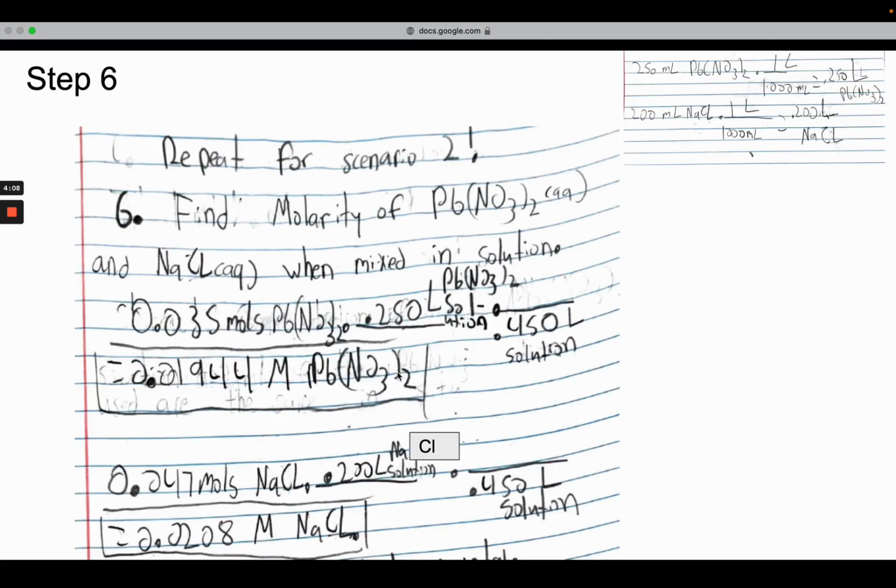Basically, you repeat the same for scenario 2. It's the same thing where you convert molarity to moles by multiplying molarity times liters. Then you divide it by the total volume, which is the sum of the two initial provided volumes. And you get 0.01944 molar. And do the same thing for NaCl, 0.047 times 0.2 liters of the NaCl solution. Of course, remember to convert your milliliters to liters, because molar is moles per liter. And then you divide it by 0.450 liter solution, and you get 0.0208 molar NaCl.